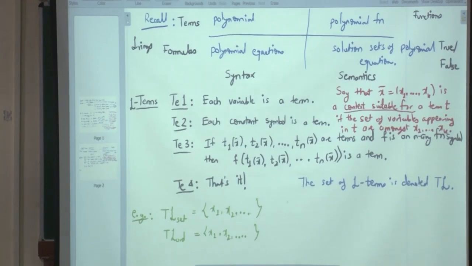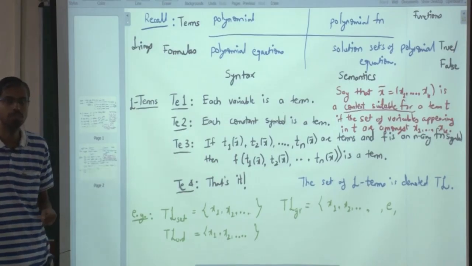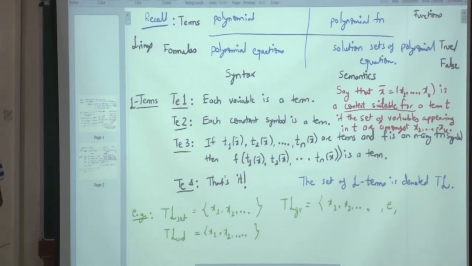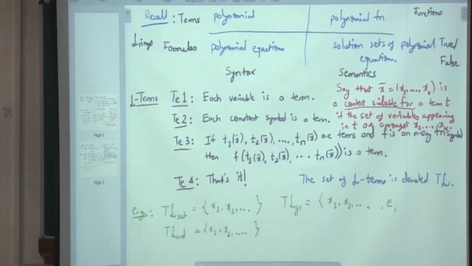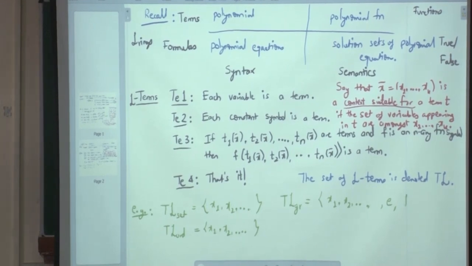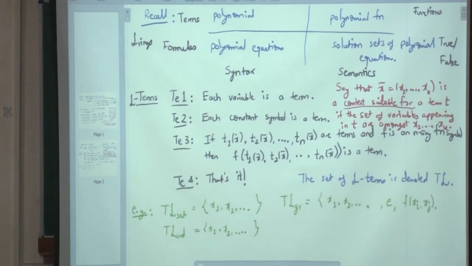What about the language of, let's say, groups? So language of groups, what does it have? Does it have a constant symbol? Yes, so I'm first going to write down all the variables, that's always going to be a part. Then eventually it has one constant symbol, e. Then does there exist any function symbol? The binary operation. Yes, so I can apply the binary operation on what? So I can say f of xi xj, then I can say f of e comma xi.